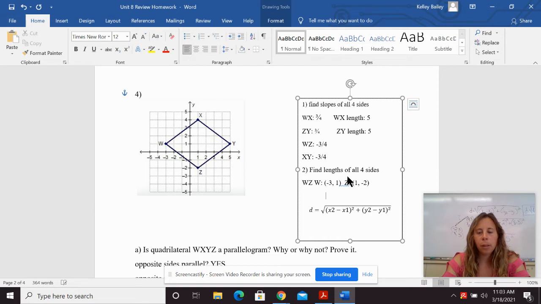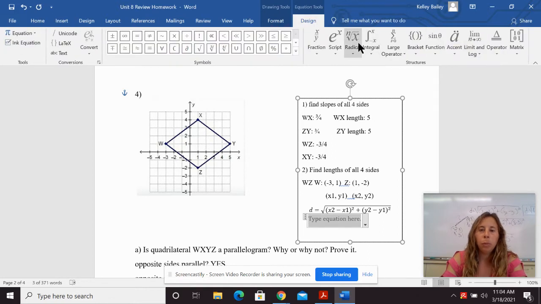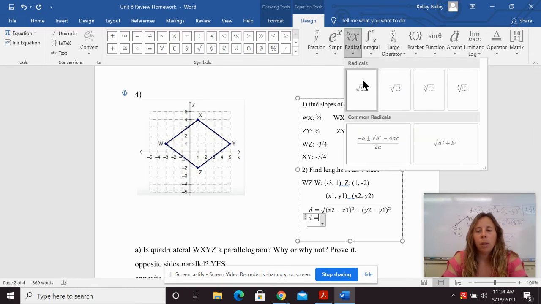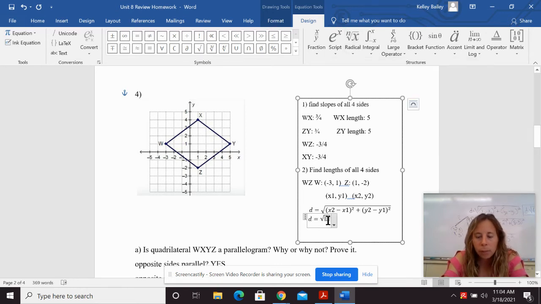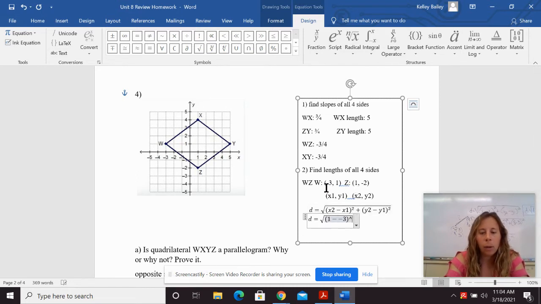Choose which one you want to be X1 and Y1. Actually it's fine. This can be X1, this can be Y1. And then this is X2, Y2. Okay. So you're just substituting in. So D equals X2 minus X1. So that is 1 minus -3 quantity squared.